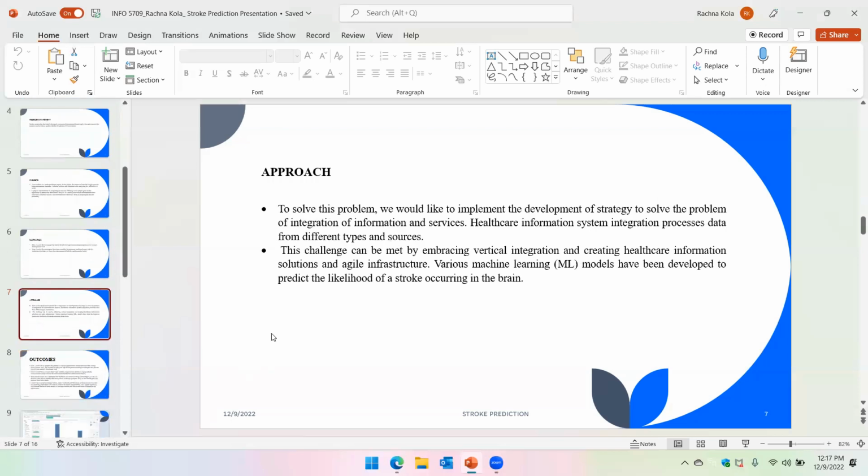And next, coming to the approach. In order to solve the above mentioned problem statement, I would like to come up with a problem solving solution that says that the health information system integrates with the processing of data from different types and sources. This challenge can be met by embracing virtual integration and creating healthcare information solutions and agile infrastructure. Various ML models have been developed to predict the likelihood of occurrence of stroke in the brain.